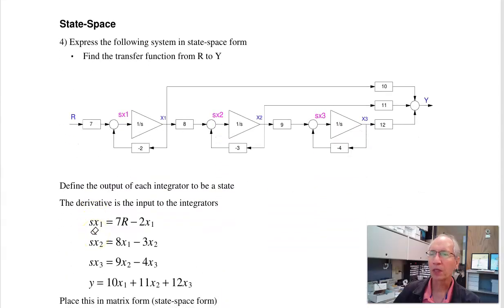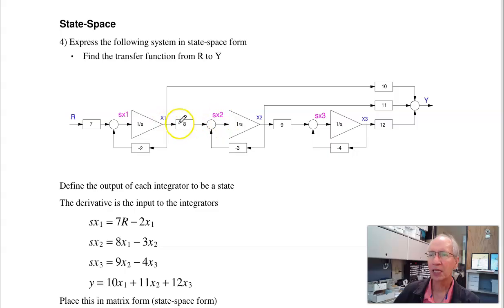Problem 4 is given a block diagram with integrators, summing junctions, multipliers. Find the transfer function from R to Y using state space techniques. So in this case, I'll make the states the outputs of the integrators, x1, x2, x3. The inputs are the derivatives of the outputs. The equations then are how to create the input. So sx1 is 7r minus 2x1.